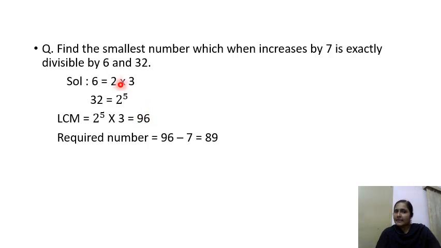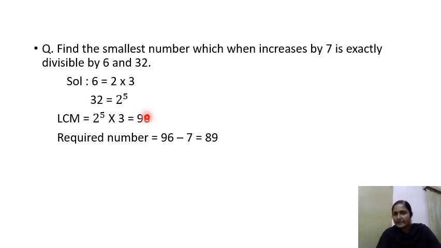We know 96 is divisible by 6 and 32. But we don't want that number which is divisible by 6 and 32. We want that number which when increased by 7 should be divisible by 6 and 32. It means we have to do something. We have to add 7 to some number so that it is equal to 96. Are you getting my point? We have to find that number. When we add 7 to that number, we should get 96.